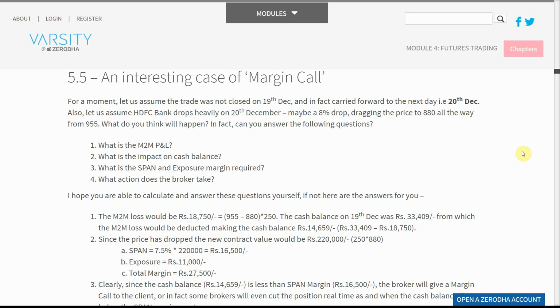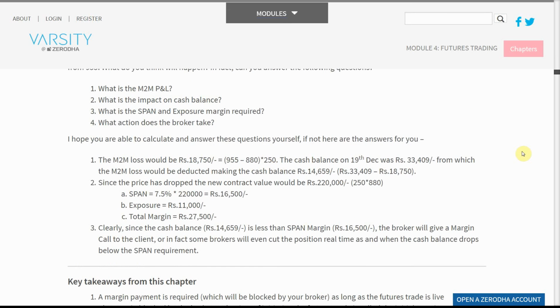Since the price has dropped, the new contract value would be 220,000 rupees per lot, 250 times 880. Span equals 7.5% times 220,000 equals 16,500 rupees per lot. Exposure equals 11,000 rupees per lot. Total margin equals 27,500 rupees per lot.